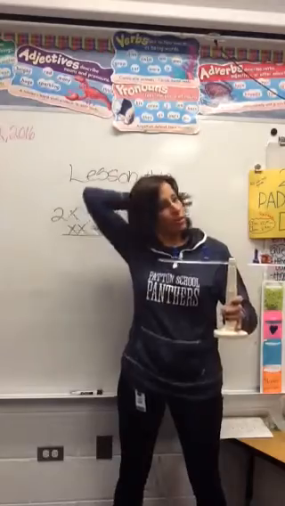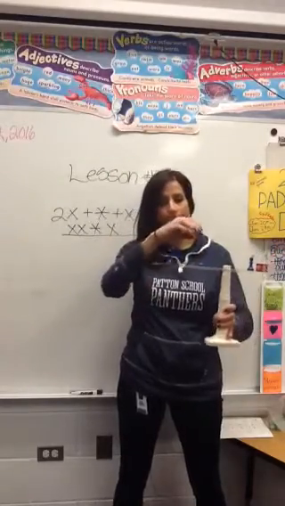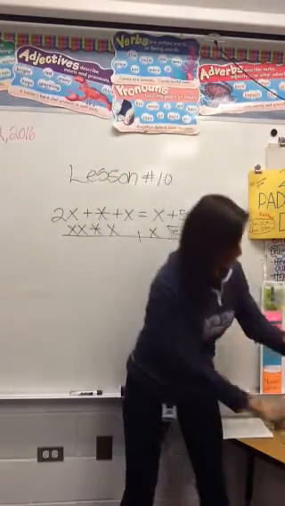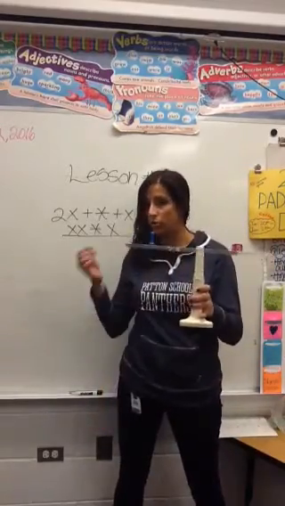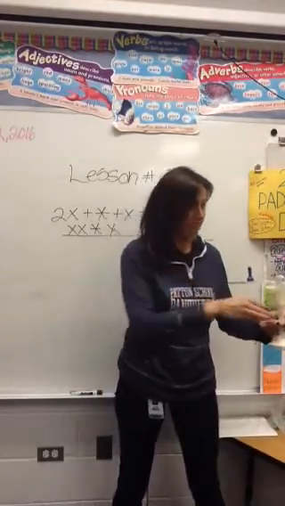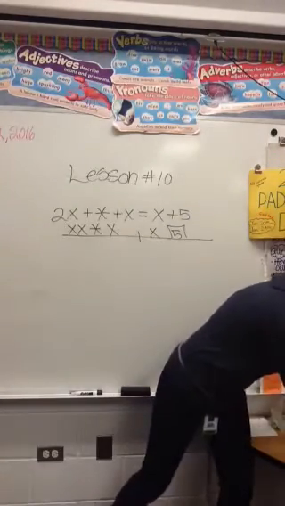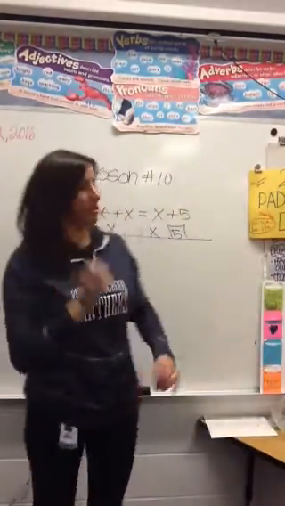And now what can you do? Christian? Take one x from each side. Now I can take one x off of each side. So now I'm left with x is equal to 5. Okay, so go ahead and put your pawns back up to the original setup.